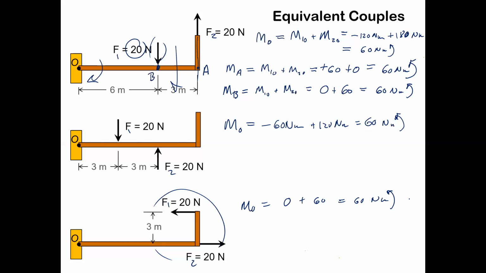Yes, for M_O, it's the total distance, right, to the O. So the F2 force, you've got to go from here to here, which is 6. 6 times 20 is 120.